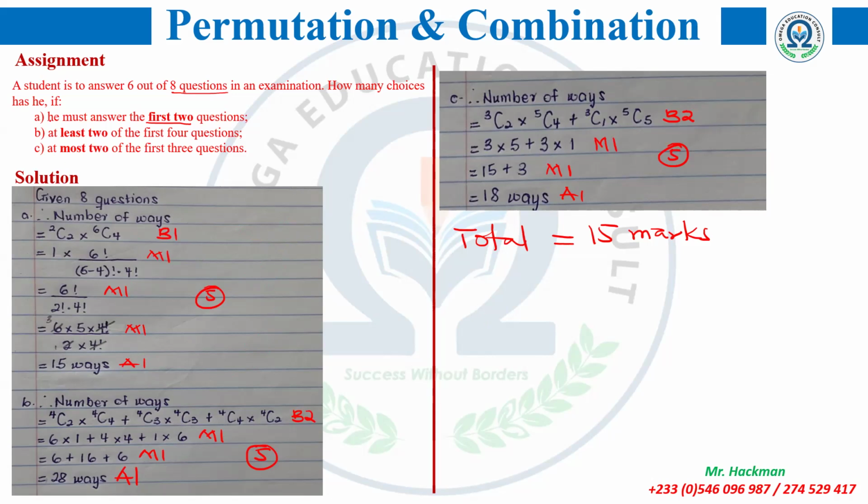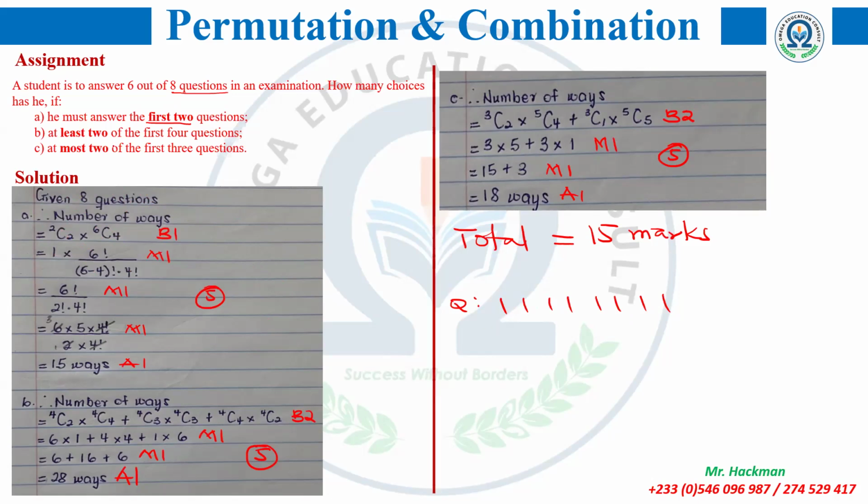So let's look at the first one. He must answer the first 2 questions. First of all, we know that we have 8 questions. So instead of writing 1, 2, 3 up to 8, I am going to use strokes to save time. So I have my questions: 1, 2, 3, 4, 5, 6, 7, 8. Given 8 questions, you always extract your total. Then (a), therefore, number of ways. If you like, you can continue or come down to create room for your rough work.